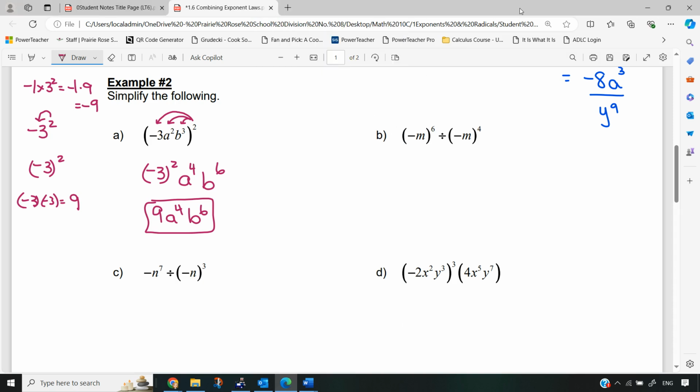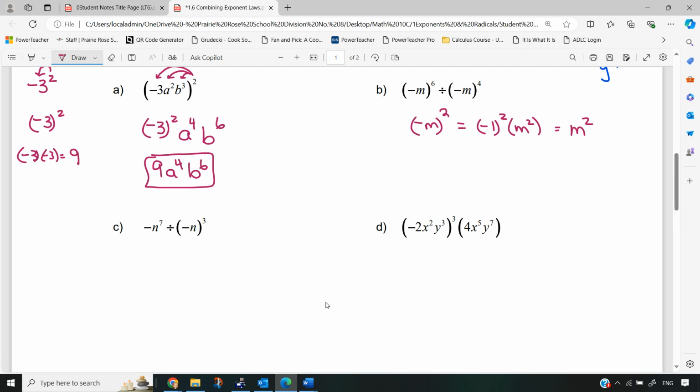All right, so here I have -m to the 6th divided by -m to the 4th. So my base is -m, so that's going to stay in brackets. 6 minus 4 is 2. Notice that's an even exponent, so those brackets are going to make a difference. This is (-m) squared, so (-1) squared is 1. M squared, that's going to leave me with 1m squared, and we don't need to write that 1 at the beginning.